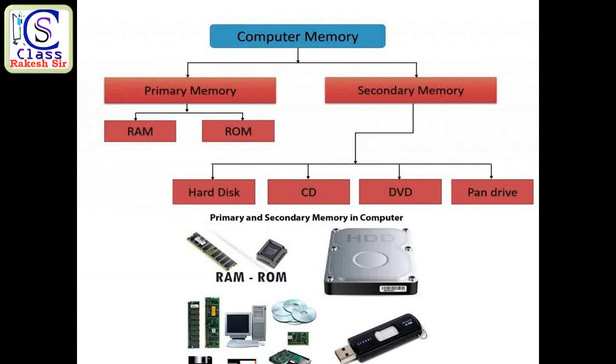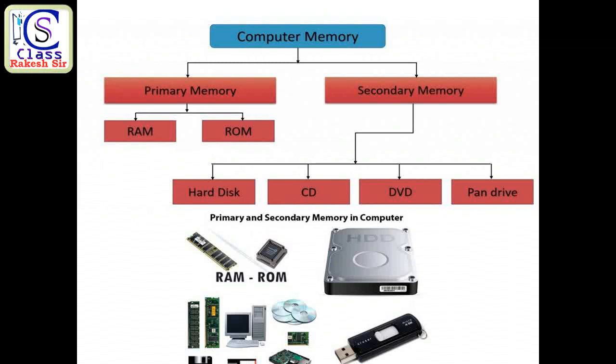So basically there are two different types of memory: primary memory and secondary memory. What is primary memory and what is secondary memory, I will explain here. But look here, first of all, the types. There are two different types of primary memory, RAM and ROM. And there are many different types of secondary memory: hard disk, CD, DVD, pen drive, and many others. But in primary memory there are only two types, RAM and ROM. One by one, I'm going to explain what primary memory and secondary memory are.